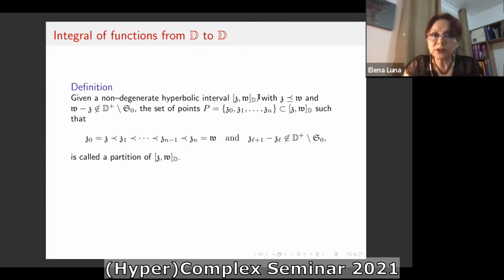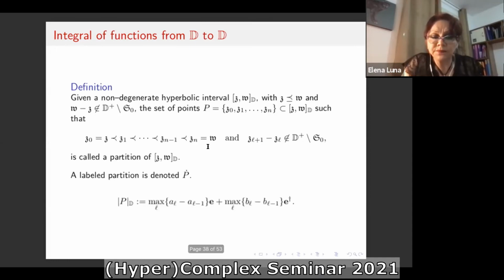Because if we start with an integral, we give a partition. We need a partition. A partition will be precisely a set of totally ordered points inside the interval. So this means that they are totally ordered. And also, in each subinterval, we can take a given point. So then we can label, or we can have a labeled partition. And also we can consider the diameter of the partition.